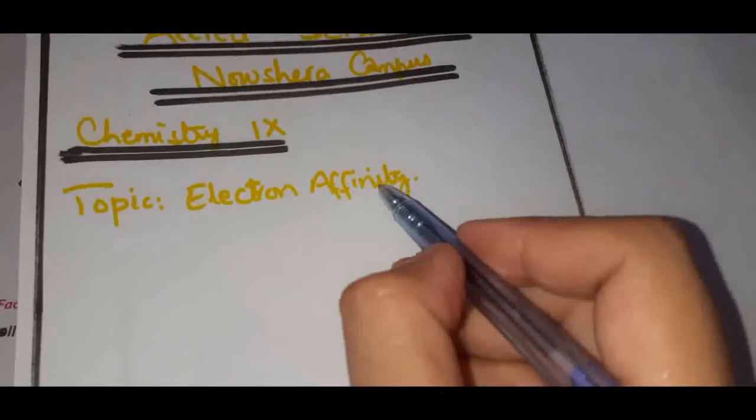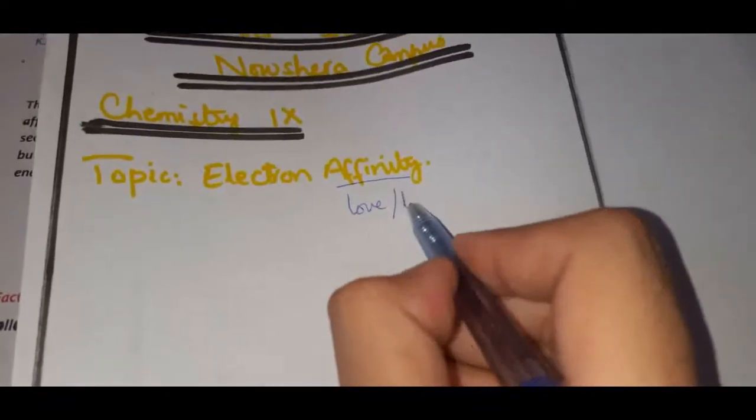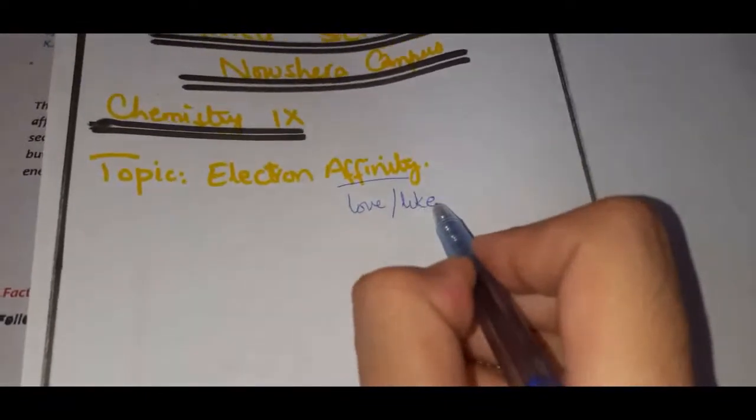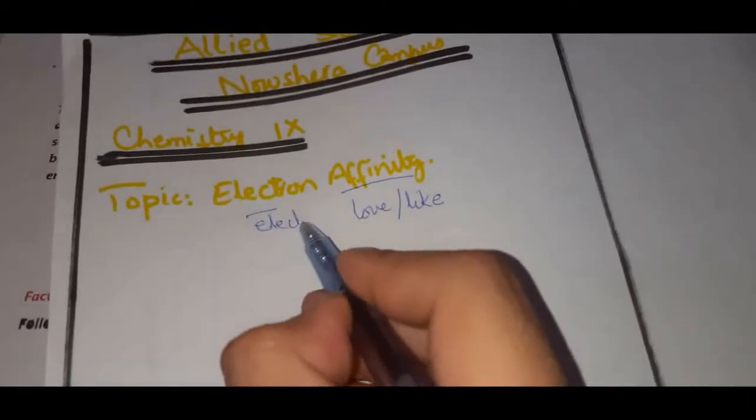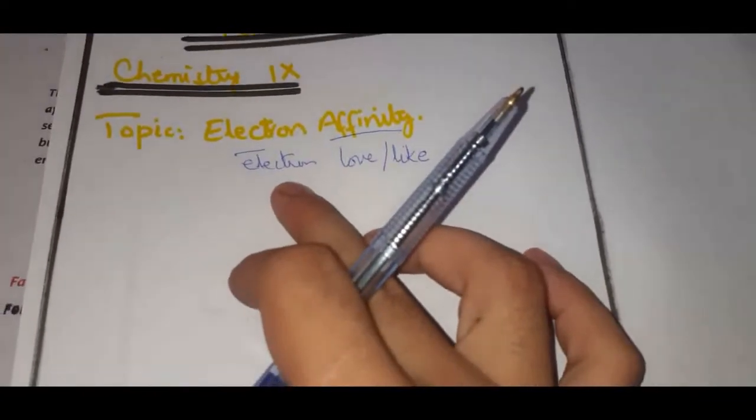Today we are going to have another topic which is regarding electron affinity. So students, what does electron affinity mean? Affinity basically means love or like. Electron means electron. So the words electron affinity mean love or likeness to get an electron, right?